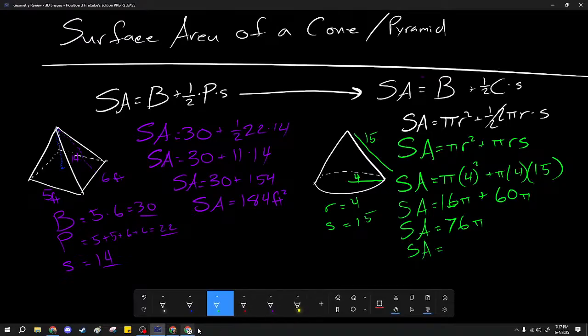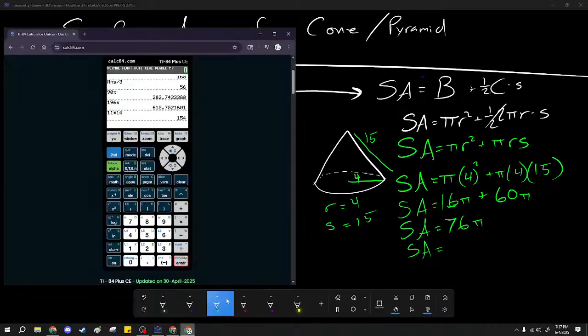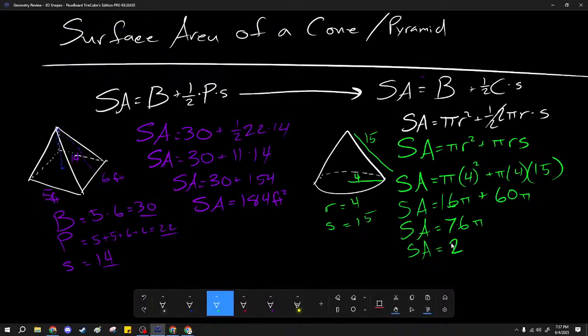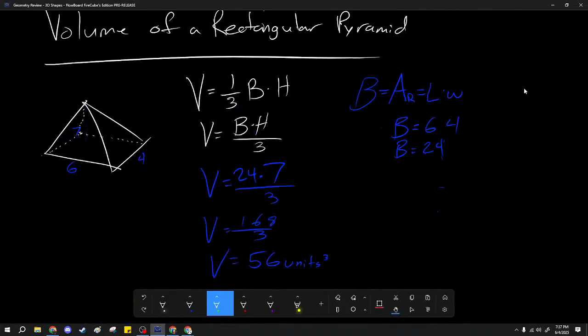So my surface area of this cone, 76 times pi, is 238.76. I used feet over here, so I'll just say feet squared. And that, I believe, is the last piece of surface area we need to cover.